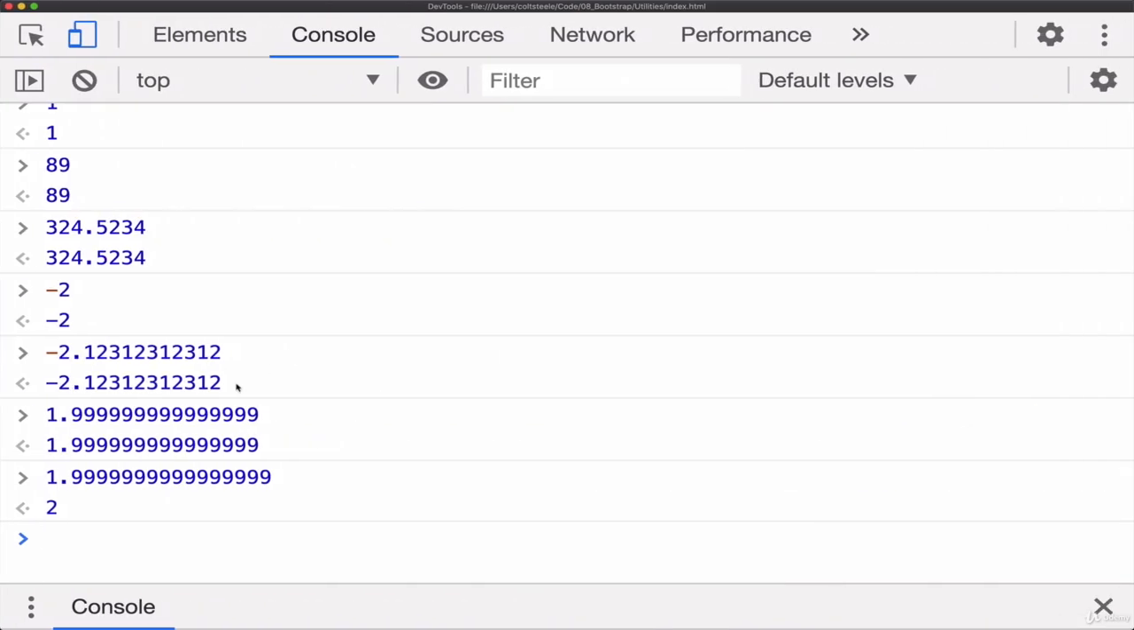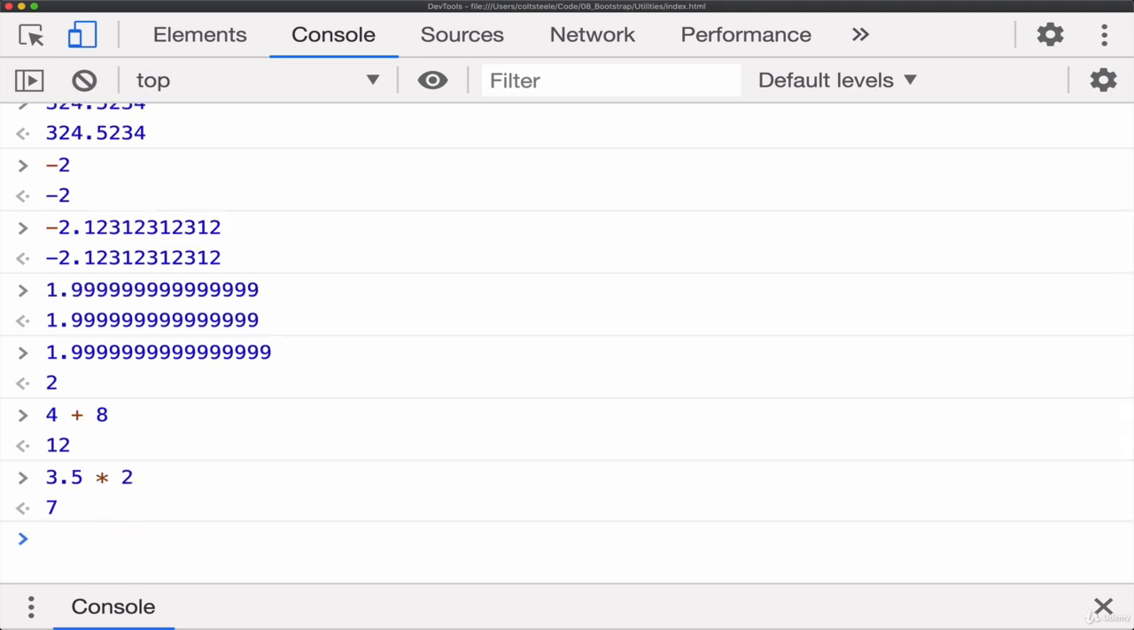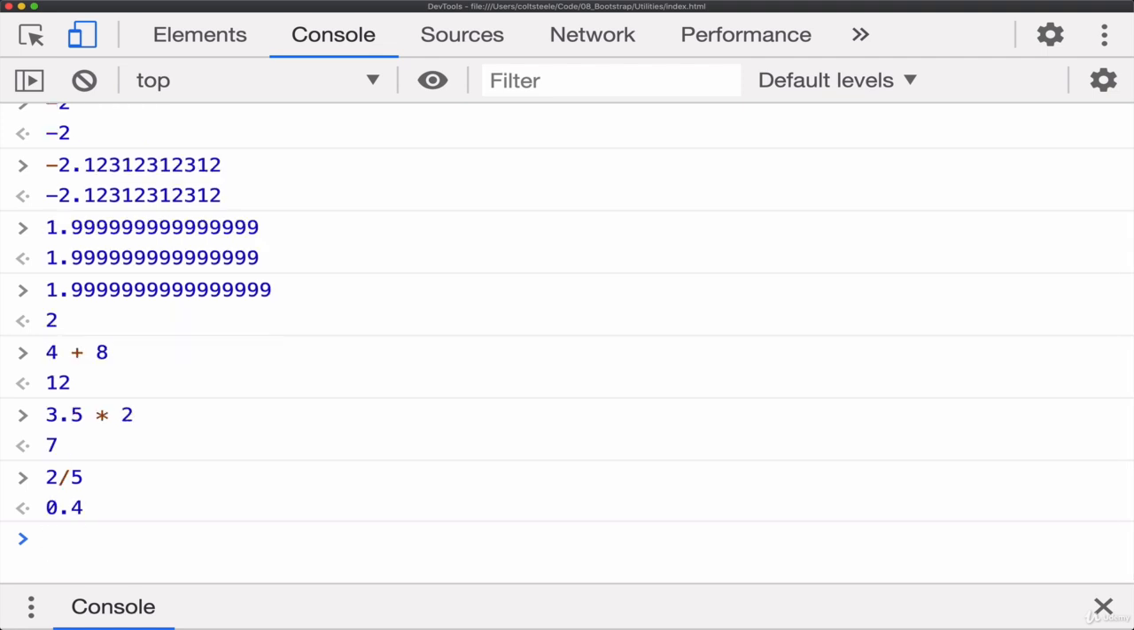We can add numbers together, right? We can subtract them. I won't waste your time just showing you this, but let's do a little multiplication here. 3.5 times 2. If we divide something like 2 by 5, we'll get a decimal. If we have negative numbers, we can still do all this math with them.